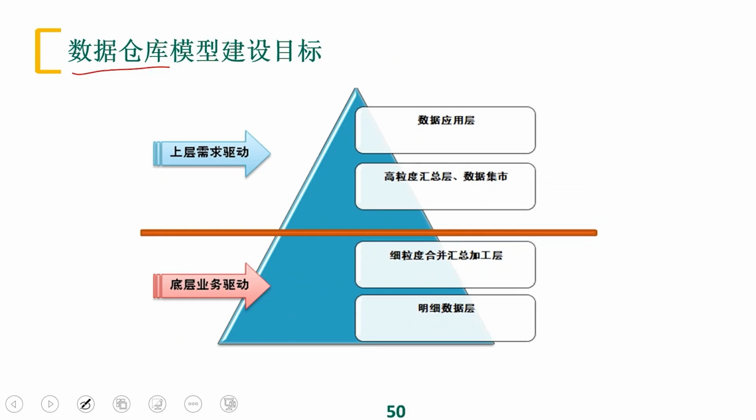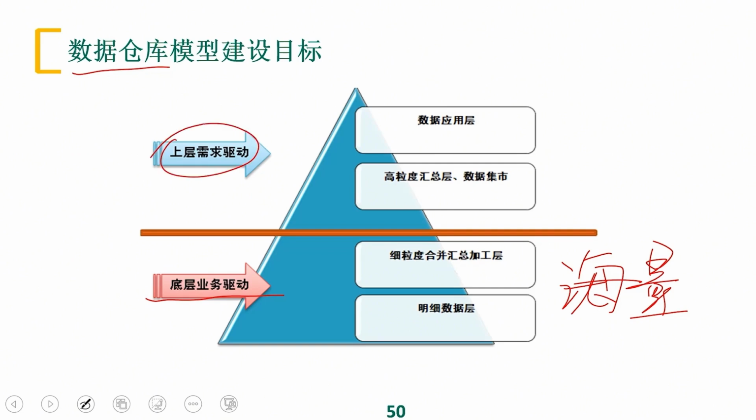Actually, this is what we call the construction model of the data warehouse. You can take a look. Actually, it is divided into two layers. One part is the bottom business drive. That is, you have to have massive data. You say, I am doing data analysis, I have to have this massive data, including the source of this data. It must be safe and reliable. In addition, the authenticity of the data must be okay. If the data you get is not real, it makes no sense. So I have to have massive data that is real and reliable. This is the basis of data processing.